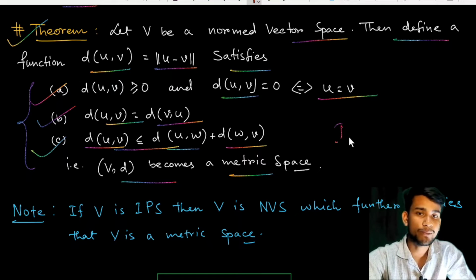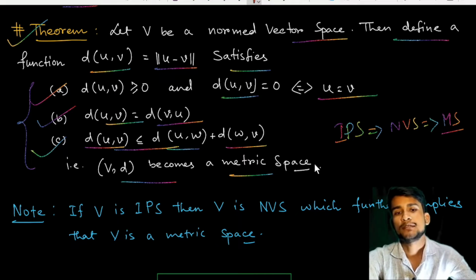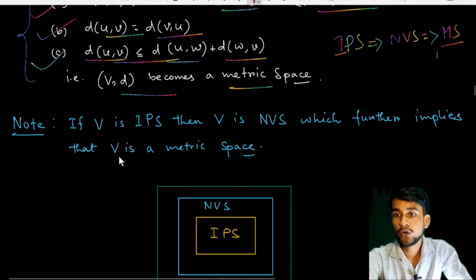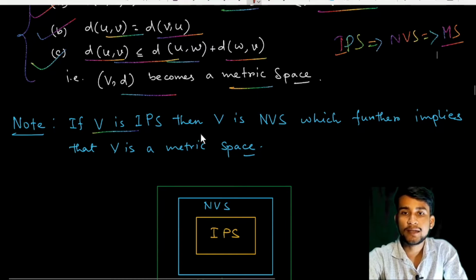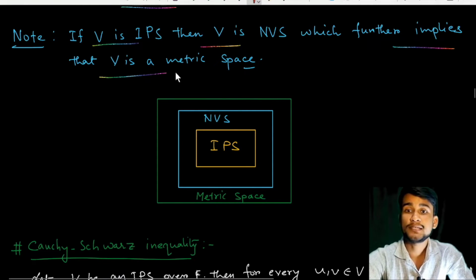That means an inner product space implies a normed vector space, which further implies a metric space. Note: if B is an inner product space, then B is a normed vector space, which further implies that B is a metric space. So this is a very important statement.